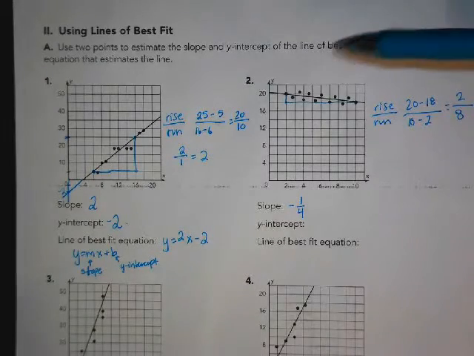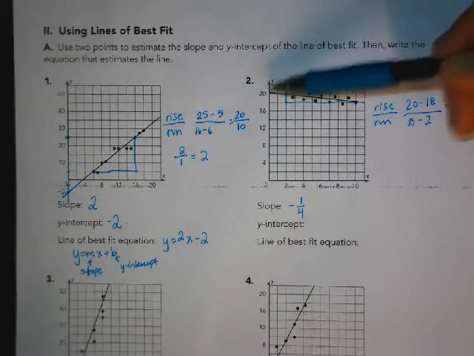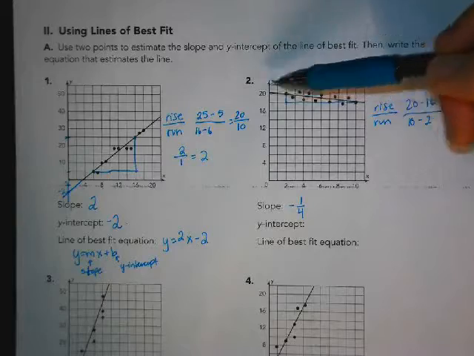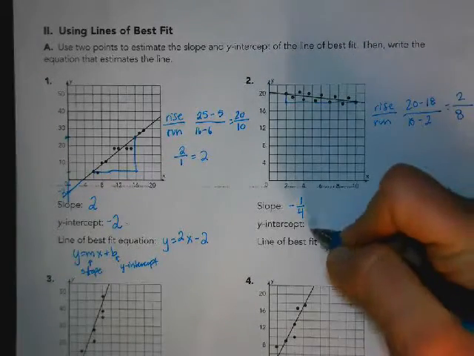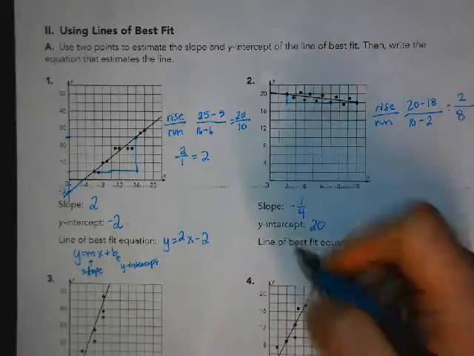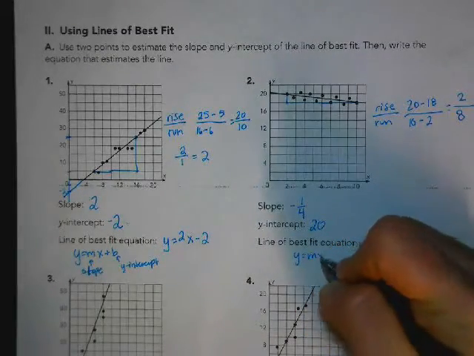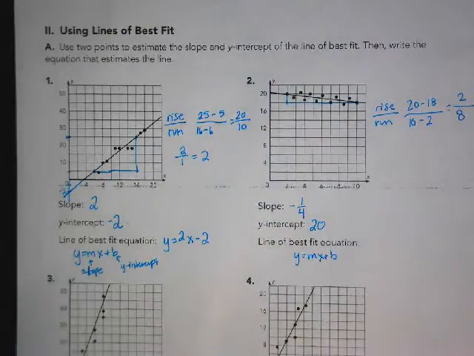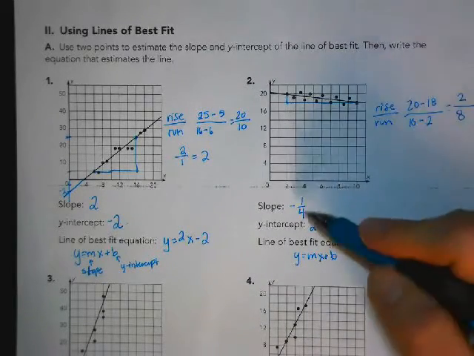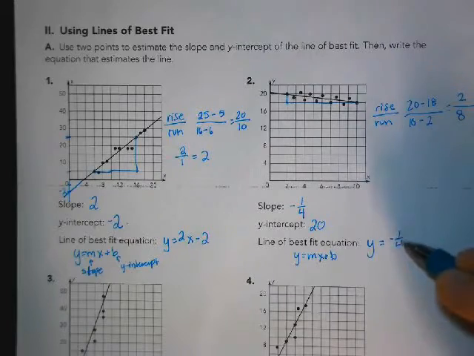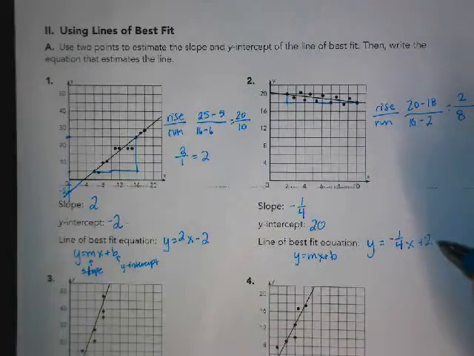And our y-intercept, where does the line cross the y-axis? You can see it's right at about 20. We're going to round that down. We're going to estimate it to 20. And our equation, y equals mx plus b. We fill in our values and we get y equals negative 1/4 x plus 20.